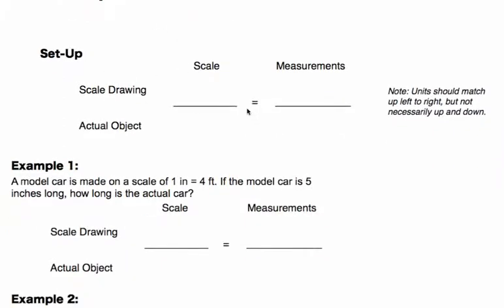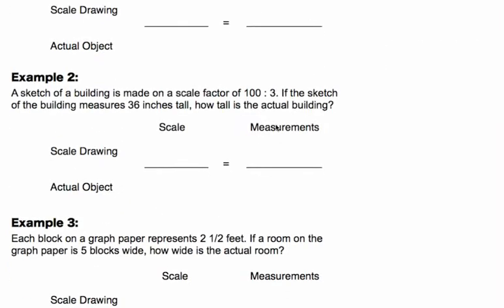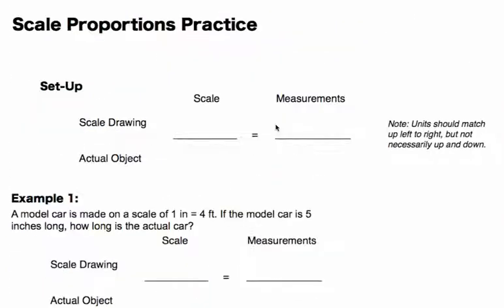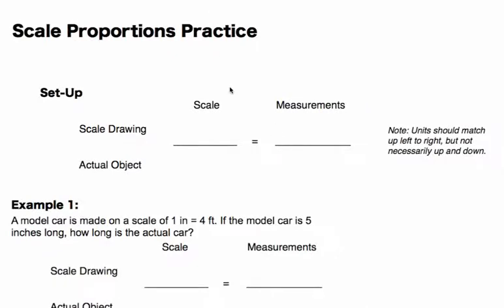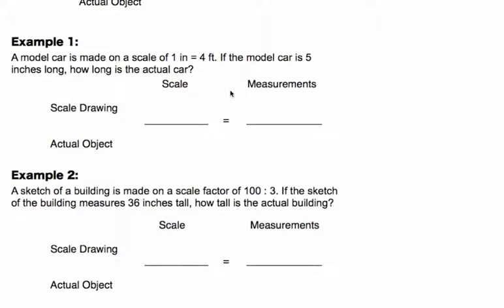So the setup's the same way. Remember the numbers from the scale that you're given. So something in 1 unit equals something else, and then the measurements from the problem. So are we given the actual object measurements, or are we given the scale object measurements? Make sure you line up across from each other what's supposed to be across from each other. Okay, so there's just 3 problems there. All right, if you need help setting up, ask for help.